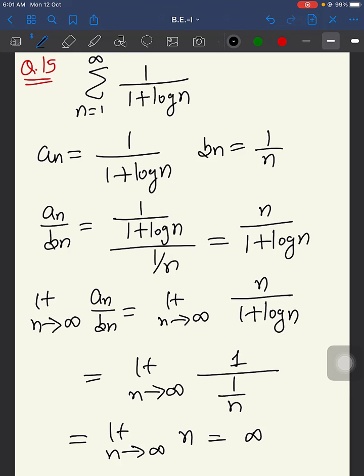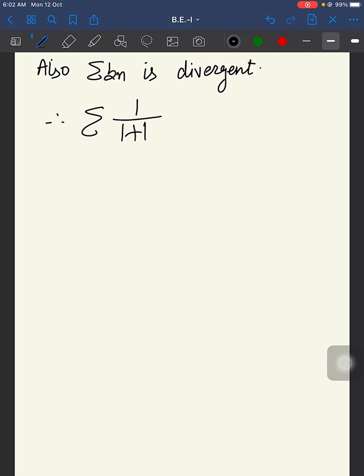Now you know that in case of infinite limit, if summation Bn is divergent, then summation An is also divergent. And we know that summation Bn is divergent. Why? Because again it's the classical harmonic series. So therefore summation 1 upon (1 plus log n) is also divergent.